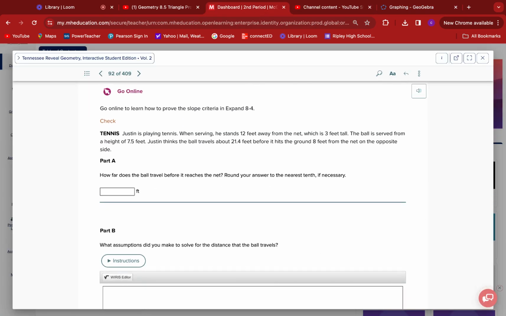I'm on the Check on the next page, page 484. It says Justin is playing tennis. When serving, he stands 12 feet away from the net, which is 3 feet tall. All right, let me stop you right there.